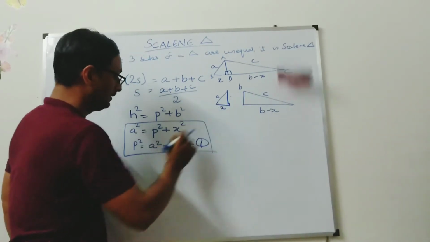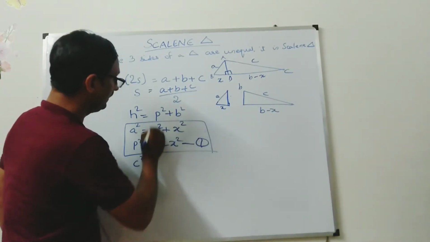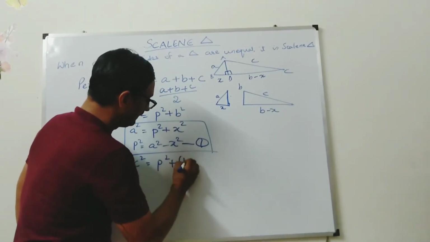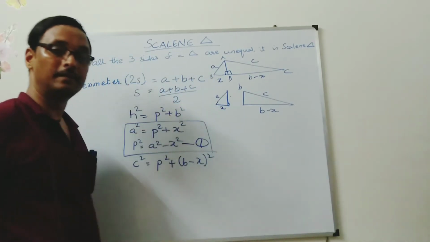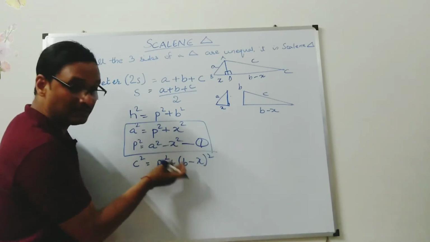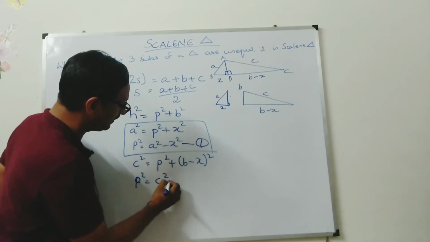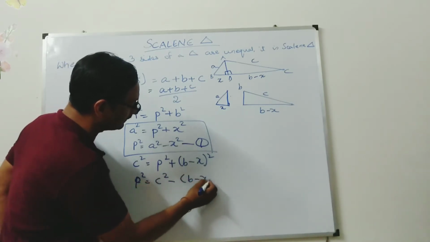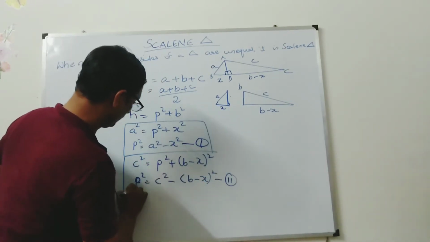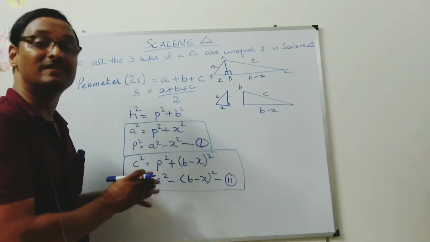Now I'll be finding out this one. H is C, so C square. P I need to find out. And B is B minus X. I need to find out P, so the rest of the things you transfer to this side. P square is equal to C square minus the whole square of B minus X. This is equation number 2. So these are the two different P which we have got. Actually this is not P, this is P square.